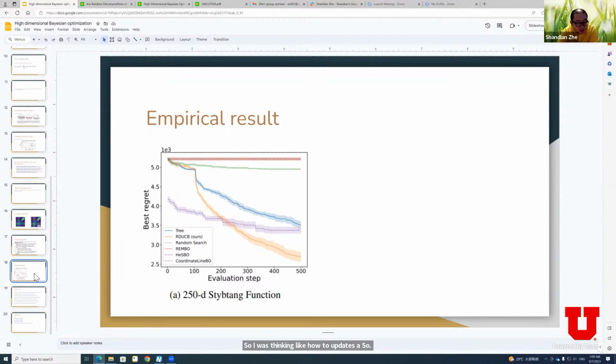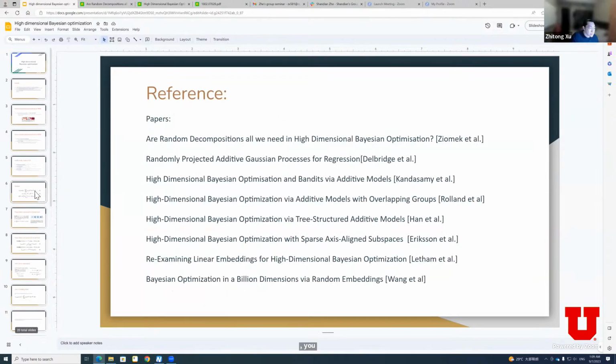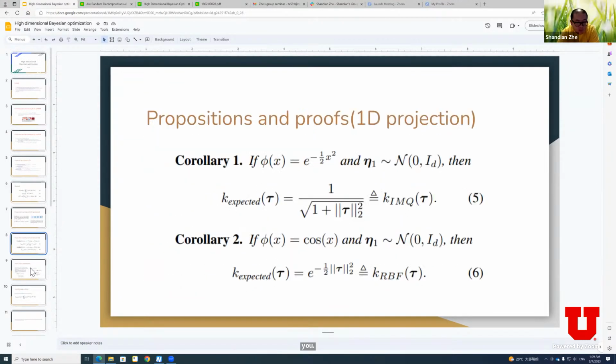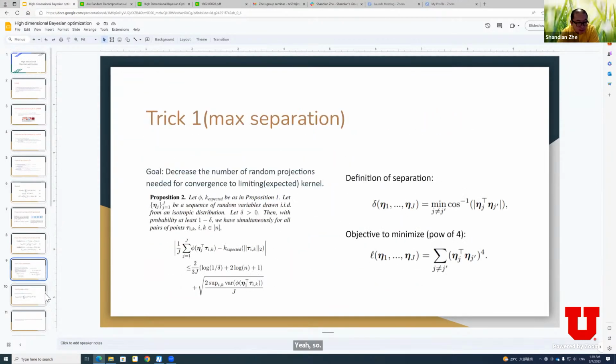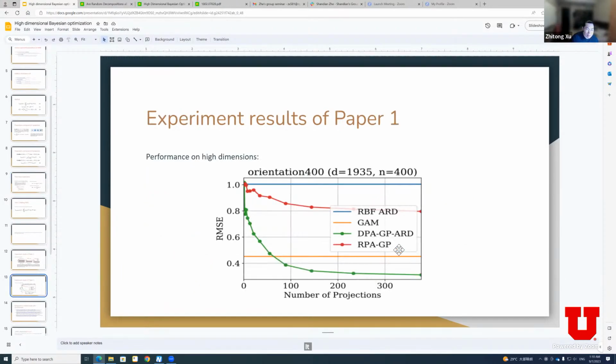Okay, so the diversified trick is from another paper, right? Yeah, it's from another paper. So you might need to consider adding the ARD kernel. Got it. It looks very important. Yeah, exactly, ARD is really performing the best. Okay, yeah, thanks, Zhitong. No problem.